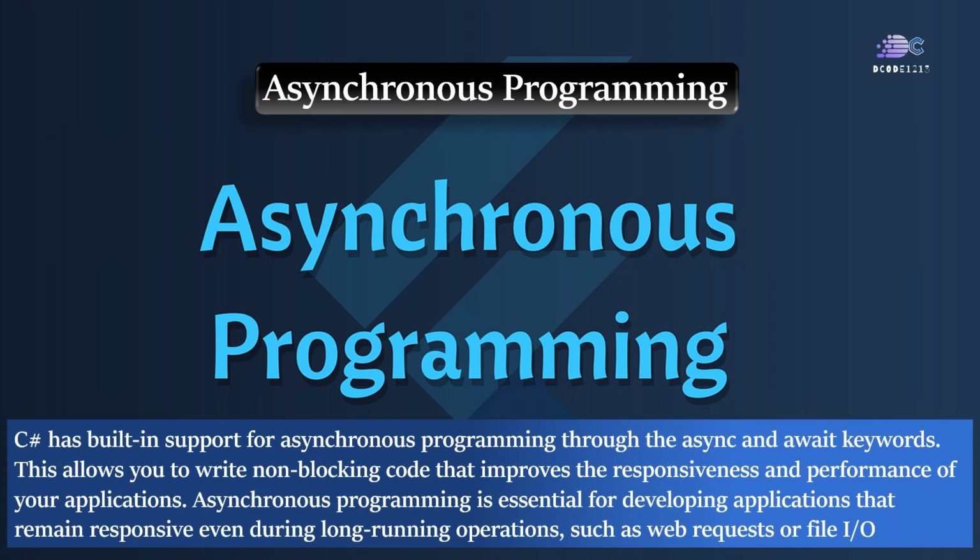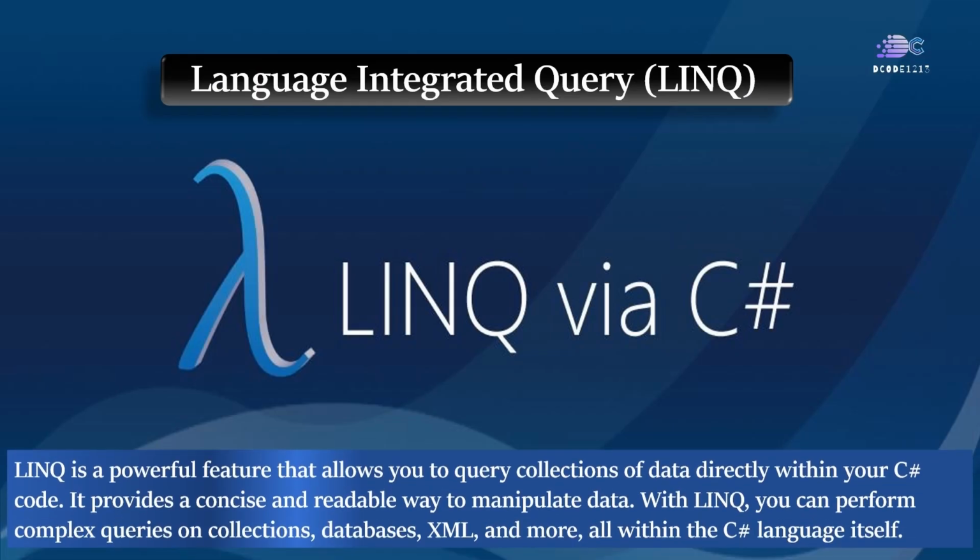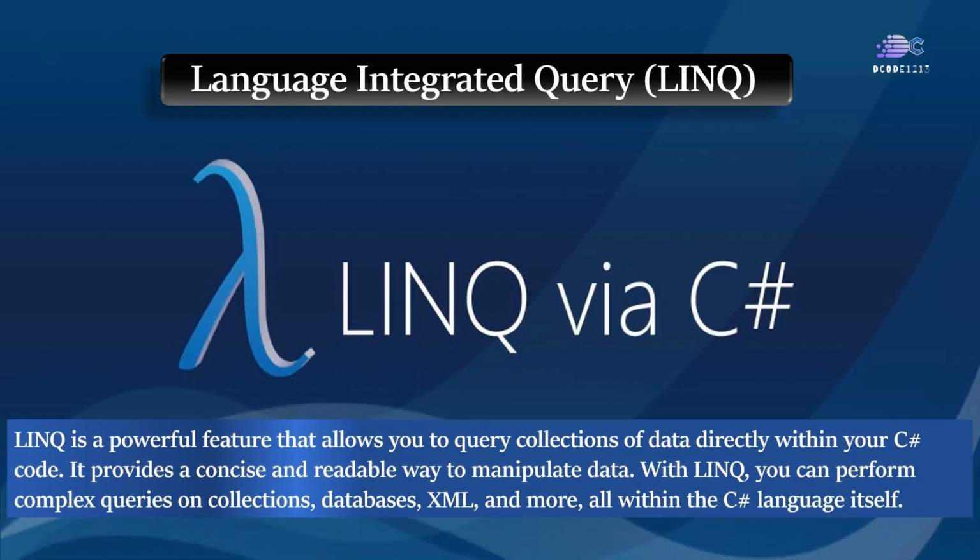Asynchronous programming. C# has built-in support for asynchronous programming through the async and await keywords. This allows you to write non-blocking code that improves the responsiveness and performance of your applications. Asynchronous programming is essential for developing applications that remain responsive even during long-running operations, such as web requests or file I/O.